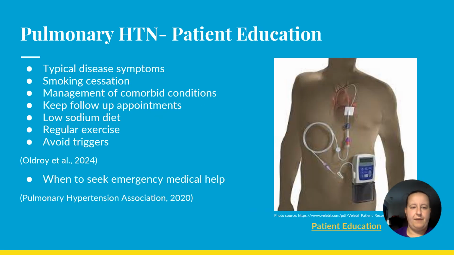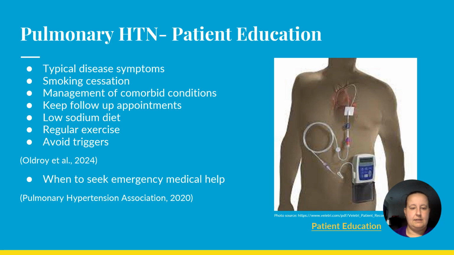When providing patient education, the provider should make sure the patient is aware of the typical symptoms associated with pulmonary hypertension. The provider should recommend lifestyle changes that can reduce their symptoms and potentially slow disease progression. This includes adhering to a low sodium diet, stopping smoking, exercising regularly, and avoiding things that trigger their symptoms. The provider should also educate on the importance of appropriately managing their other comorbid conditions and keeping up with their follow-up appointments. Finally, the provider should educate the patient on when they should seek emergency medical treatment.